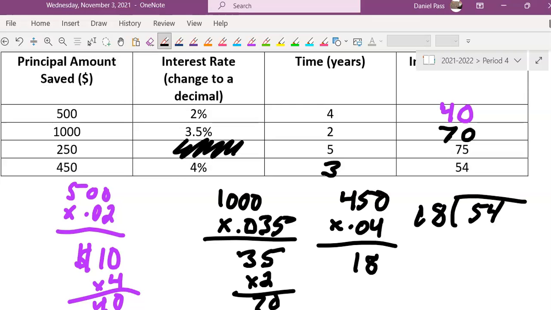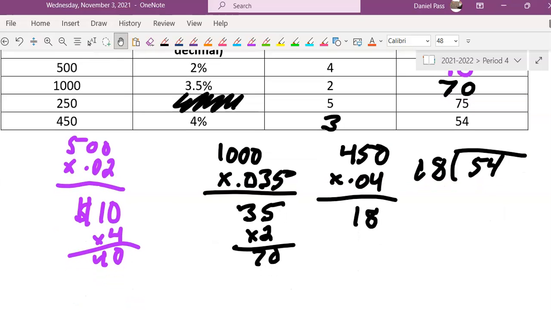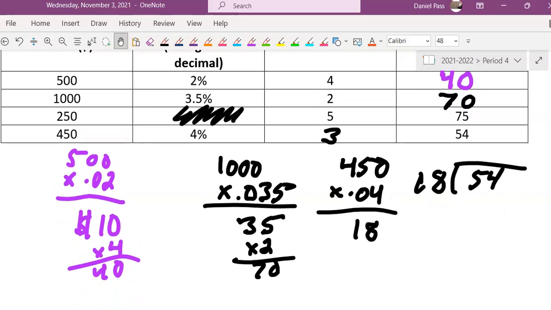For the third one, is that point, or is that 3%? Oh, for the third one. Oh, I'm not sure. I don't want to say, I'm not positive. I'd have to do the algebra.